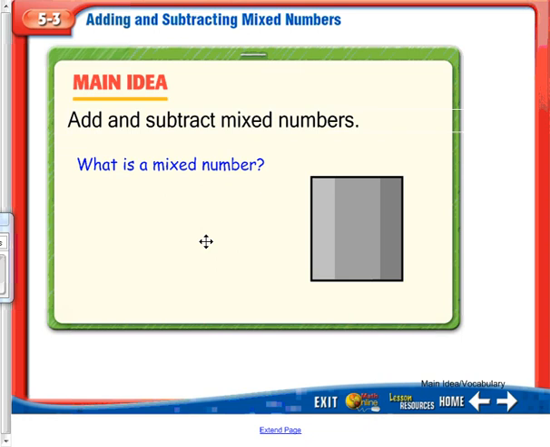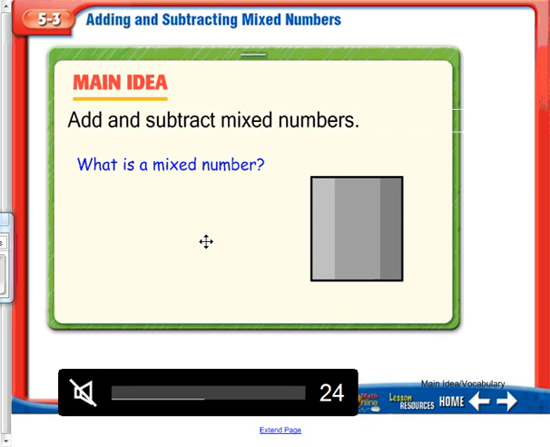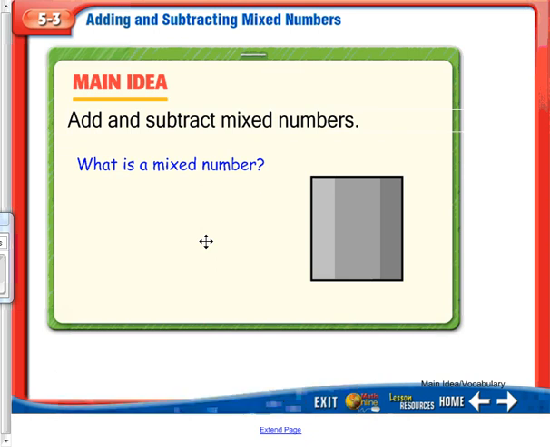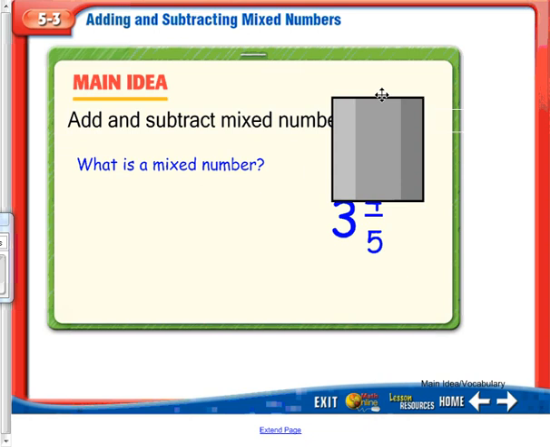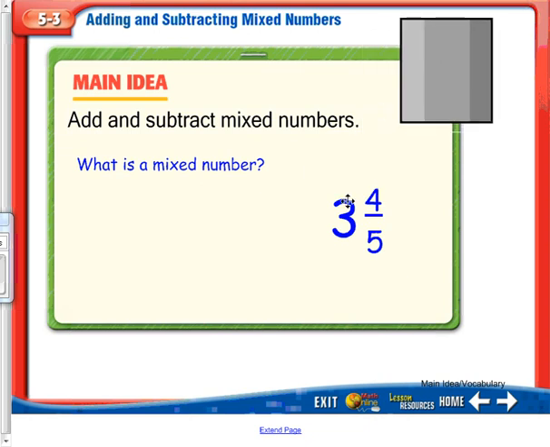In lesson 5-3, we will be adding and subtracting mixed numbers. So first we're going to talk about what is a mixed number. Well, we have normal fractions, which are just like 3/7 or 2/3. And then you have improper fractions, where the numerator is larger than the denominator, so like 7/3 or 9/2, 9 halves, something like that. Well, a mixed number is when you have a mixture of both whole numbers and a fraction.